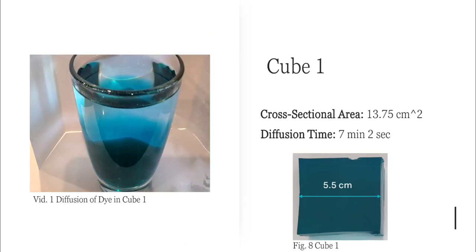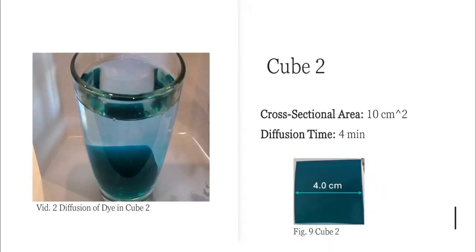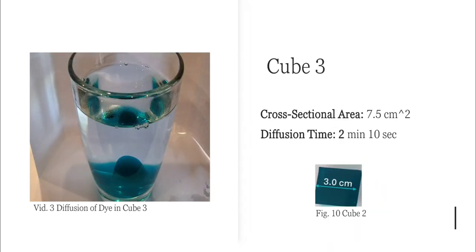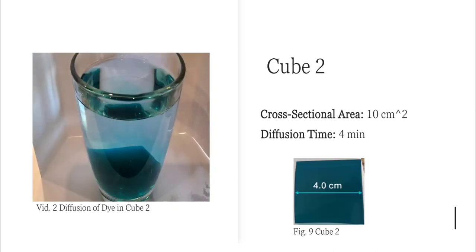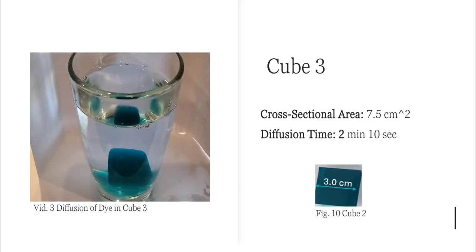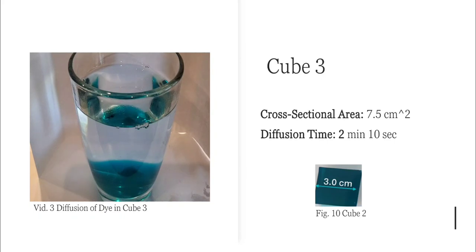Cube 1 had a cross-sectional area of 13.75 centimeters squared with a total diffusion time of 7 minutes and 2 seconds. Cube 2 had a cross-sectional area of 10 centimeters squared and a diffusion time of 4 minutes. Cube 3 had a cross-sectional area of 7.5 centimeters squared and a total diffusion time of 2 minutes and 10 seconds.